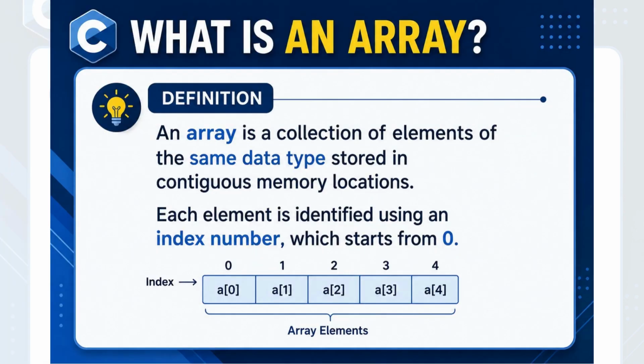An array is a collection of elements of the same data type stored in continuous memory locations. Instead of creating multiple variables to store similar values, we can use a single array to store them all. Every element in an array has a unique index number, and this indexing always starts from 0. As shown on the screen, the first element is accessed using a[0] and the second using a[1] and so on.